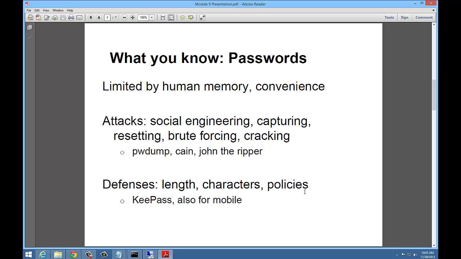Defenses: make the password long, at least 8 characters. Use other types of characters besides just letters. Use uppercase as well. And of course, have these policies pushed out so people are required to use these more complex passwords. Another way is to use KeePass, which allows the user to have a single password that then links to multiple complex passwords. That way they don't end up keeping complex passwords written down on pieces of paper, which can get lost or compromised.